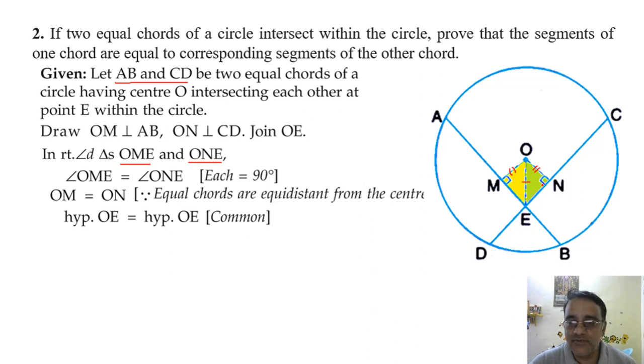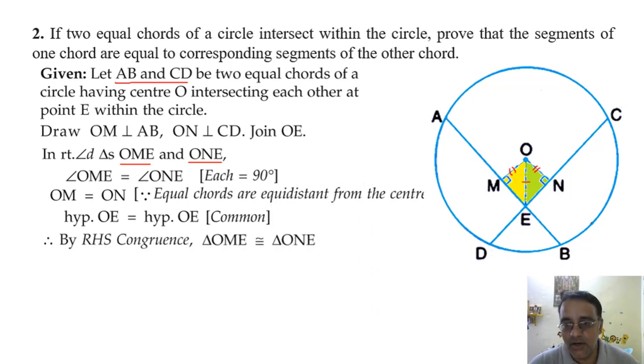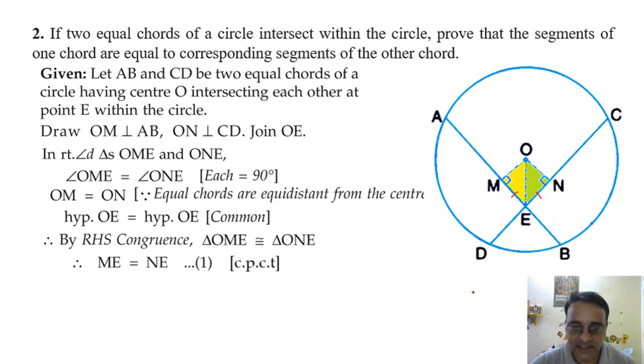So therefore these two triangles are congruent by which criteria? RHS, right. By the RHS congruence rule, these two triangles are congruent. So ME is equal to NE. Why? CPCT. Let it be equation number 1.